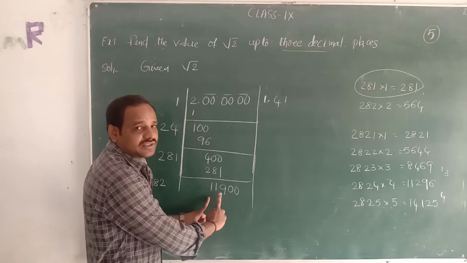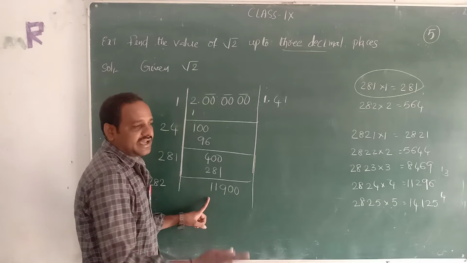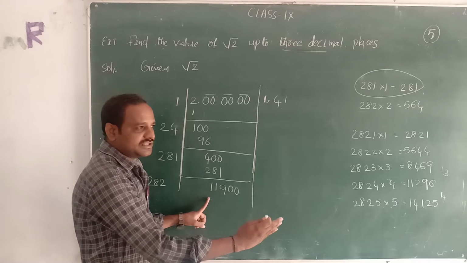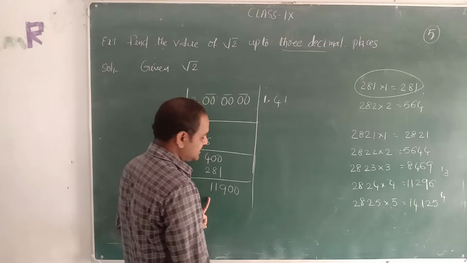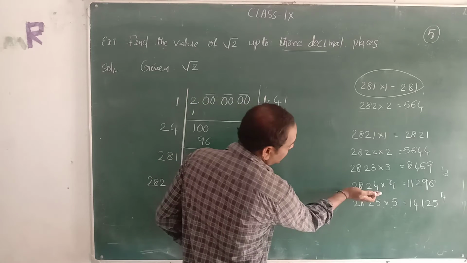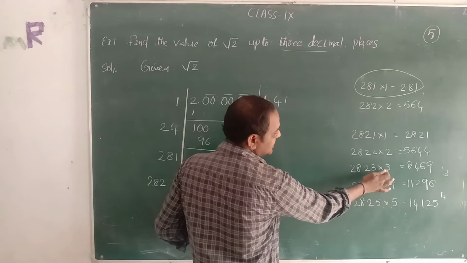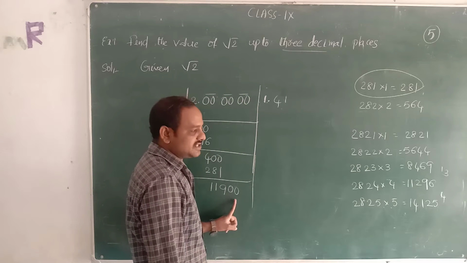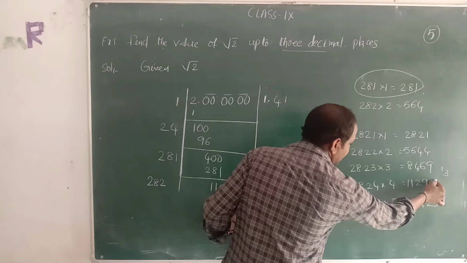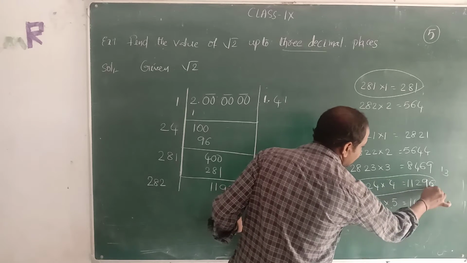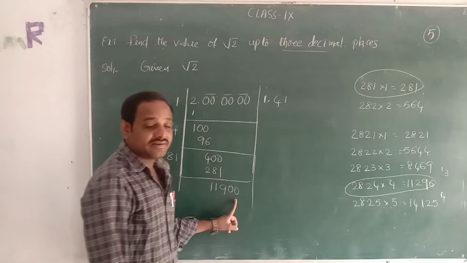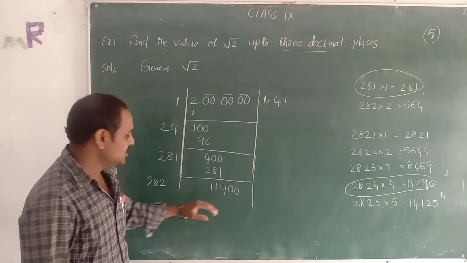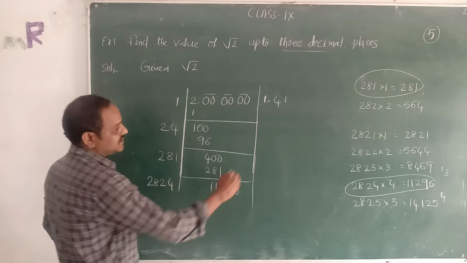Here we have 11,900 and as per the condition it must be less than and closest to it. So which is less than 11,900? All of these, fourth time, third time, second time, first time we got less than 11,900. But which is closest to it? Fourth time. 4 times we got 11,296, which is closest to it. Okay. So now we are going to take 4 times.